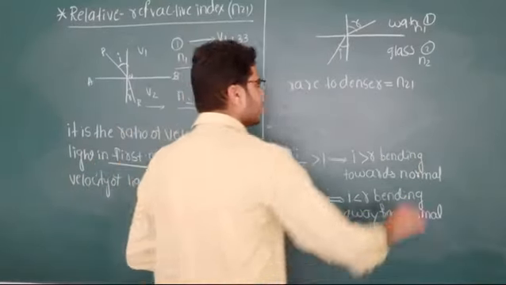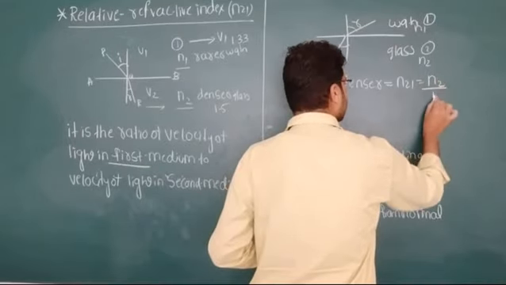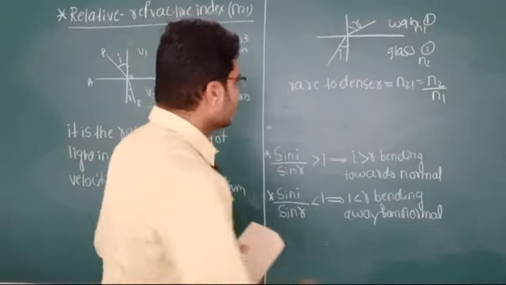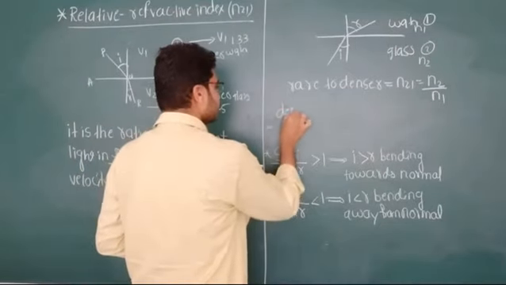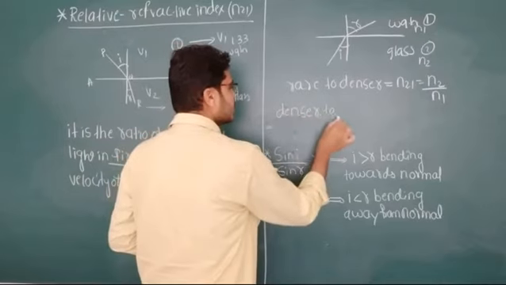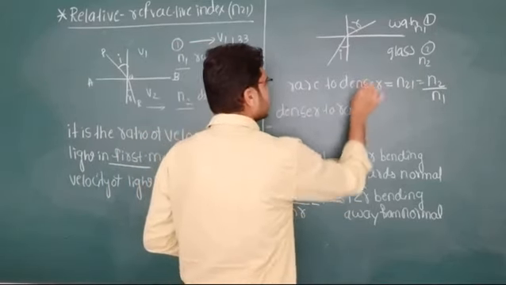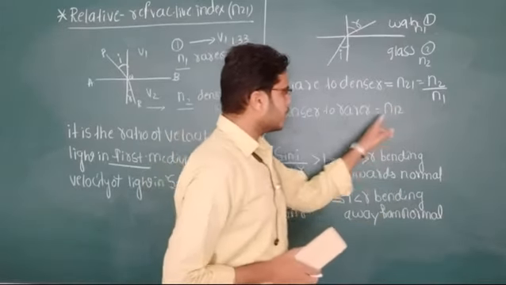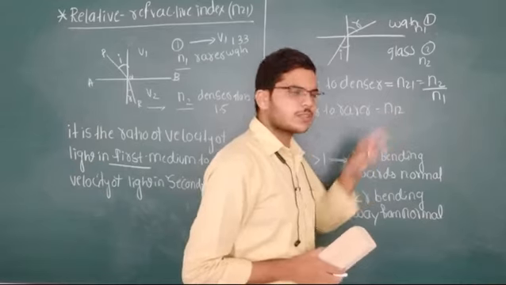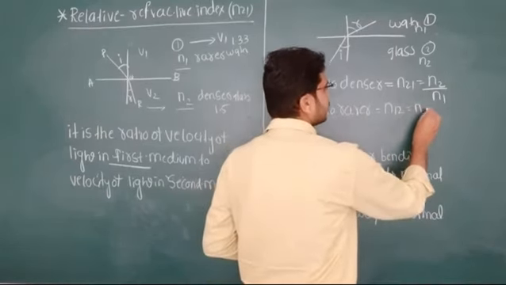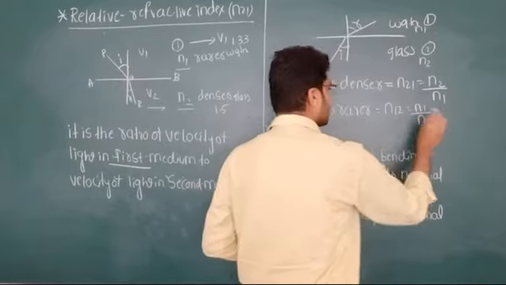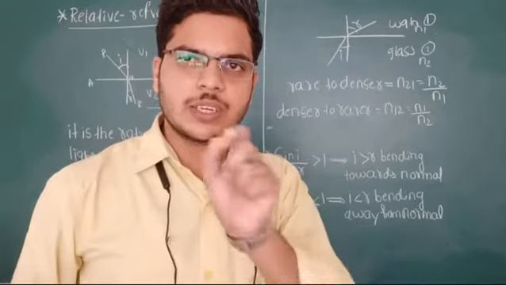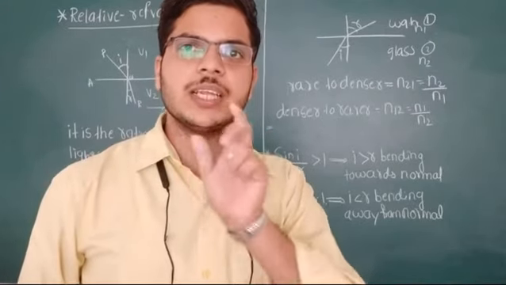Rarer to denser, N21 is equal to N2 by N1. N2 is the denser medium, N1 is the rarer medium. If the same ray of light is going from denser to rarer, in this case, we can call it N12. N12 means refractive index of the first medium with respect to the second medium. That is given by N1 divided by N2. N21 is N2 by N1, N12 is equal to N1 divided by N2.